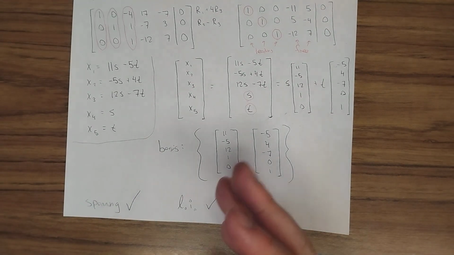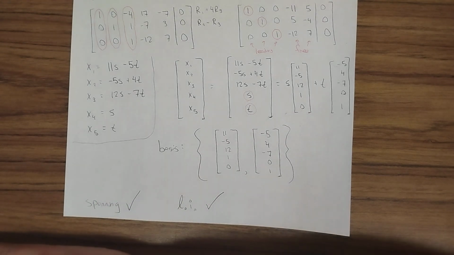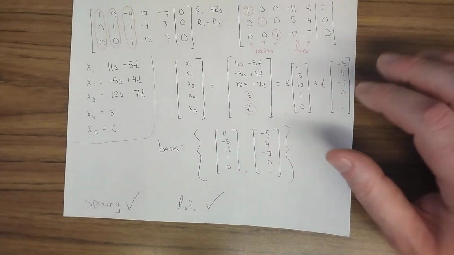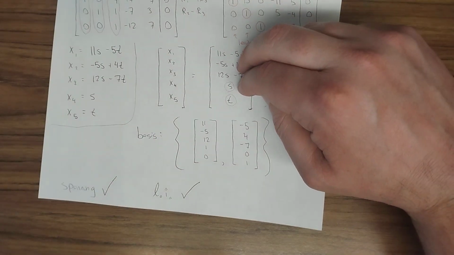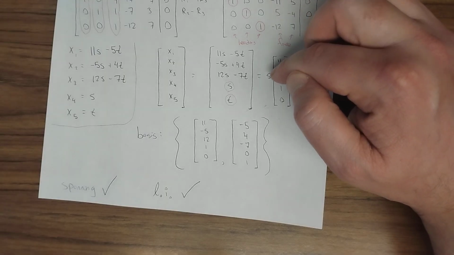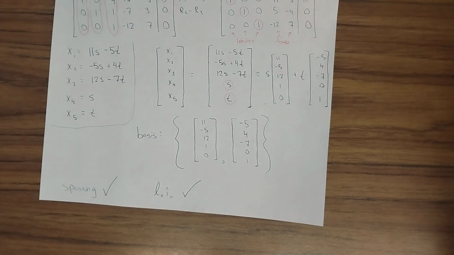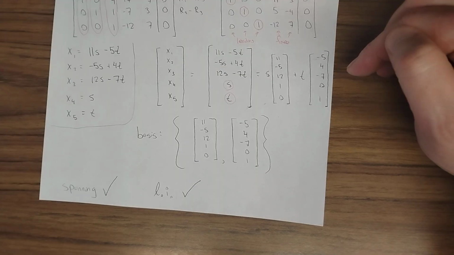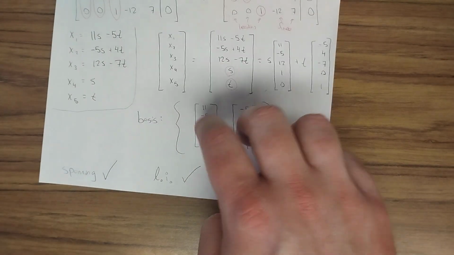But like I said, this always works. You don't have to check that last stuff that I just talked about. You can just find your solution, write your solution in vector form, pull out your S part and your T part, and if there's more, then do the analogous thing, and then take those vectors, and that's your basis.